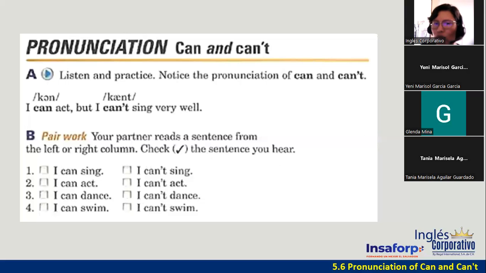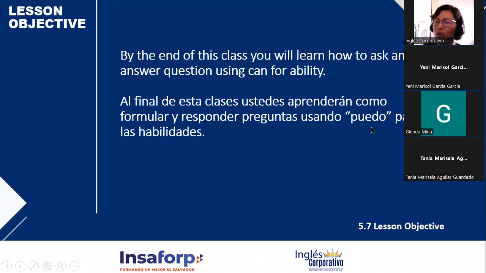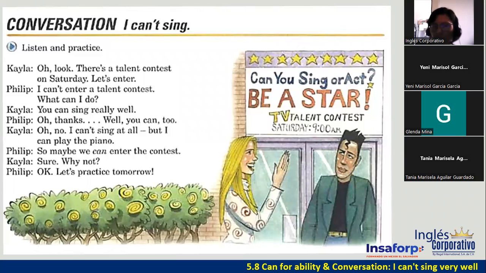Entonces, let's move on to talk a little bit about the topic, okay? So we're moving towards section or point 5.7, lesson objective. And in here it says, by the end of this class, you will learn how to ask and answer questions using can for ability, right? We know that it's a common, well-known topic. Es un tema, pues, bastante, digamos, popular, porque aprendemos bien rápido a decir lo que podemos y lo que no podemos hacer, ¿verdad?